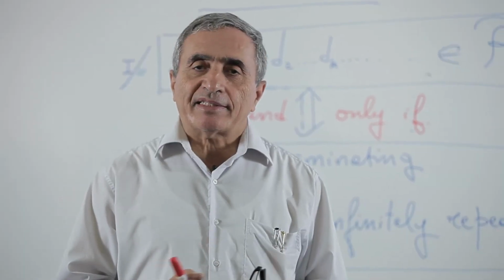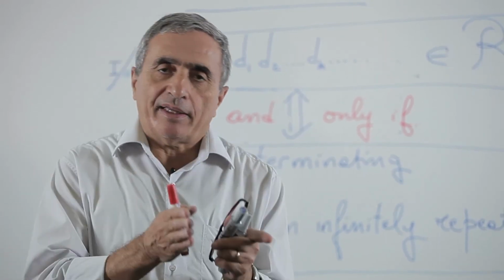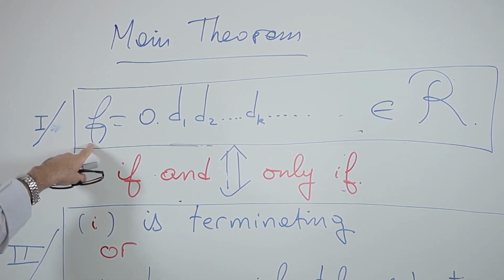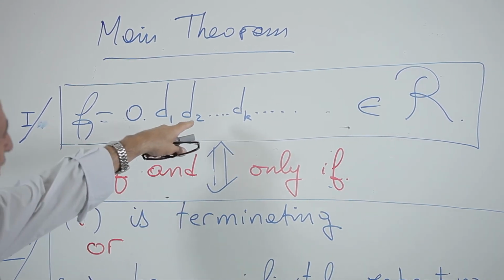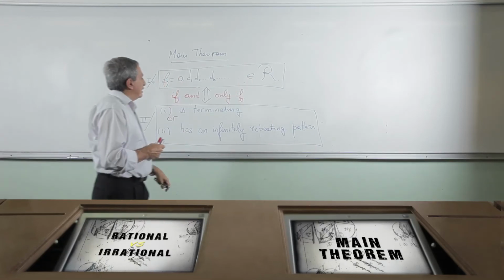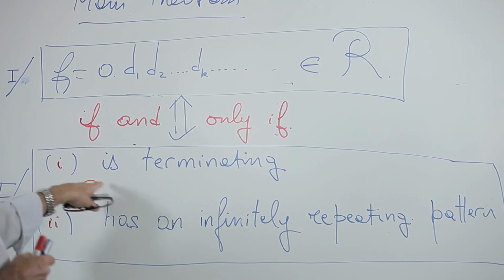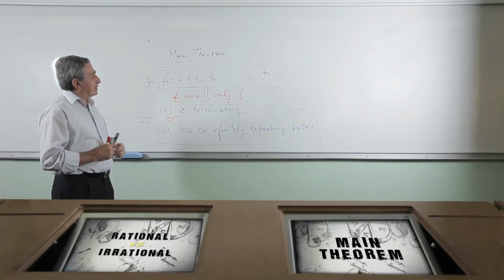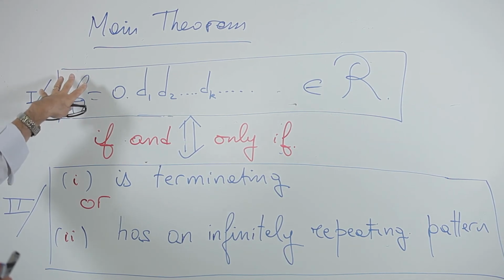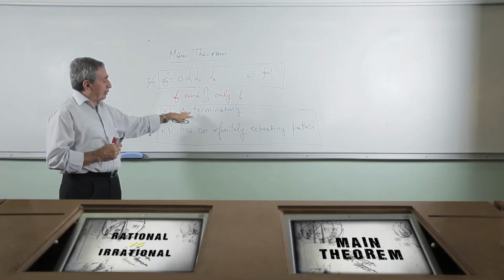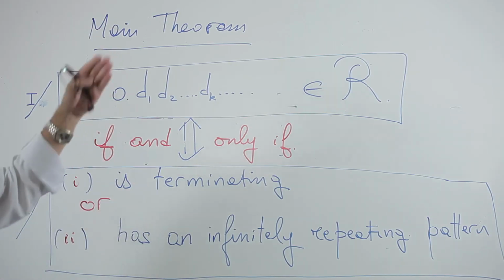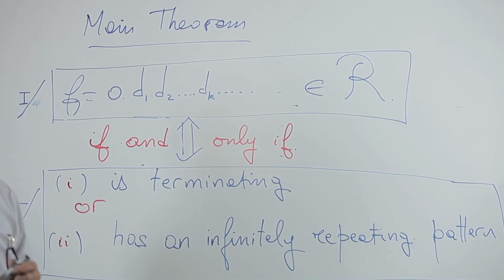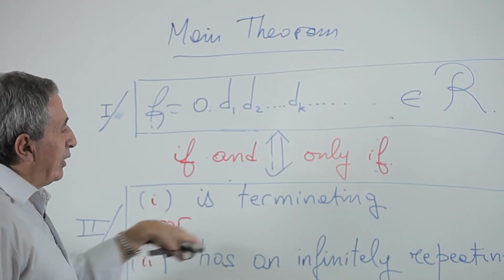So now we're ready to state the main result that will help us distinguish between rational and irrational numbers. So here is the main theorem. It says the following: a number f which is between 0 and 1, represented by 0 point d1, d2, etc., dk, is rational, it's in R, if and only if this representation is either terminating or has an infinitely repeating pattern. This theorem has two parts. One part says that if you are in R, then the representation must either terminate or must have an infinitely repeating pattern, and the vice versa. If this occurs, then the number f must be rational.